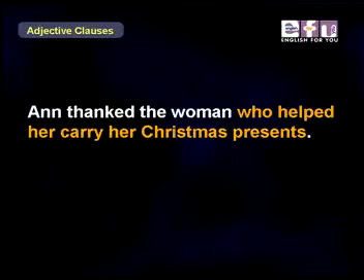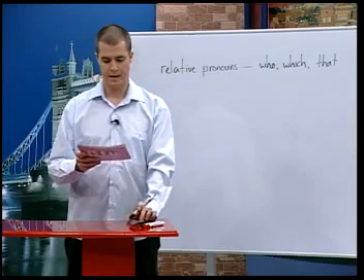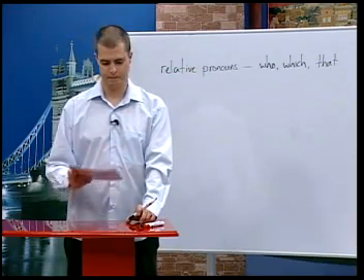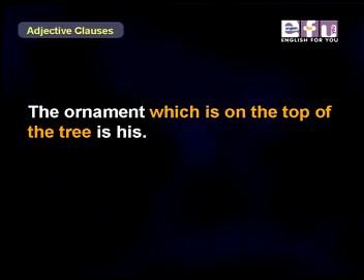In the first sentence, who helped her carry her Christmas presents is the adjective clause, and it's introduced by the relative pronoun who. It modifies the noun woman. The woman is who. In the second sentence, which is on top of the tree is the adjective clause, and it's introduced by the relative pronoun which. And it modifies the noun ornament.